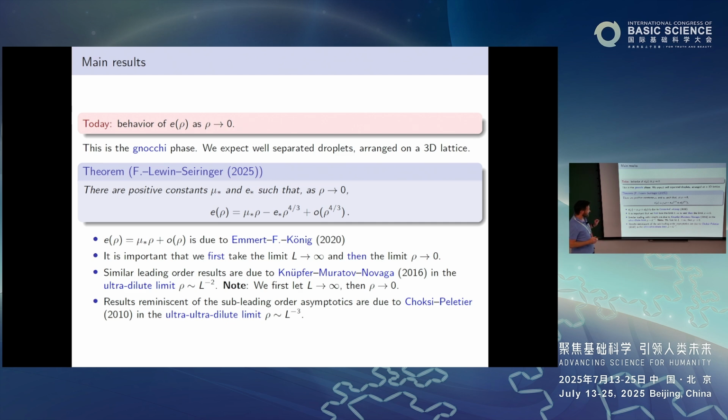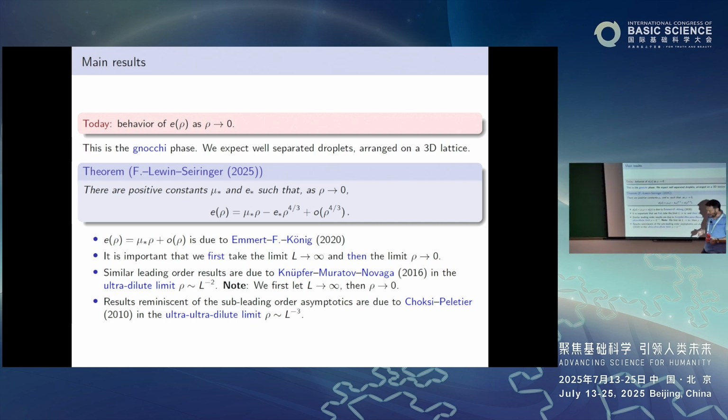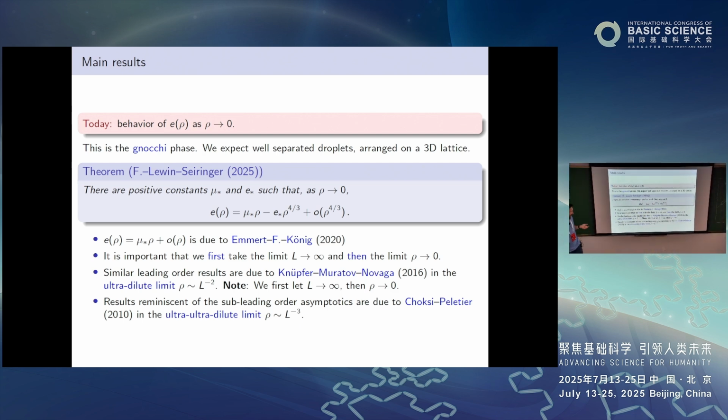Before telling you what these things are, let me emphasize that it's really important that we first take L to infinity and then we take rho to 0. That's a physical thing, right? Because you want to think you're really inside this nuclear matter. This thing is kilometers long in this direction, and this is the size of an atomic nucleus. So it's really a huge distance of length, and one must be very careful about this. But this, of course, makes the problem mathematically harder.